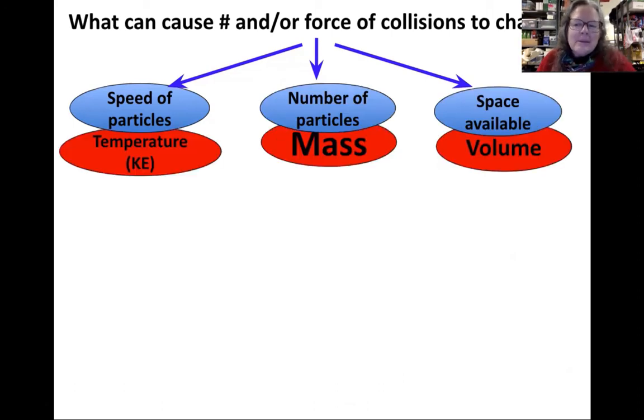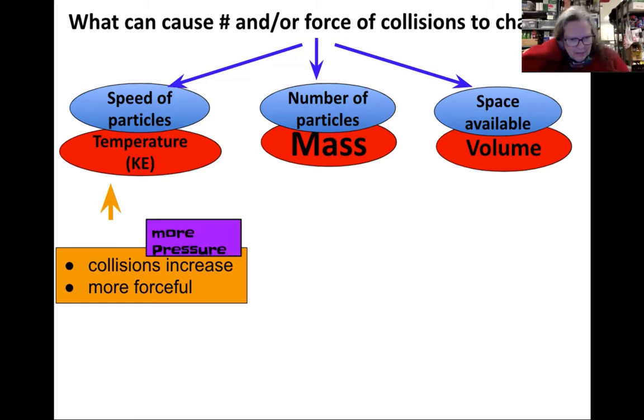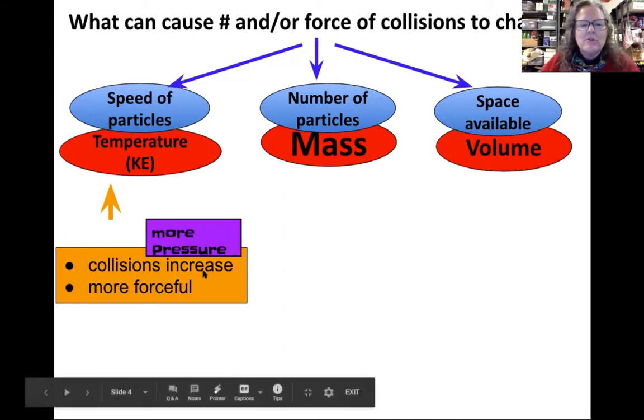So again, I'm assuming this all will make logical sense to you if you've done some of the FET. If I increase the speed of the particles, what is that going to do to the collisions? The collisions are going to increase and they're going to be more forceful because the things are moving faster. So if the number of collisions increases and they're more forceful, what are you doing to the pressure? You get more pressure. So pressure increases. In your notes, just write pressure increases instead of more pressure.